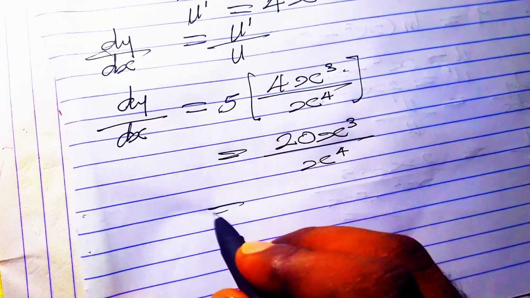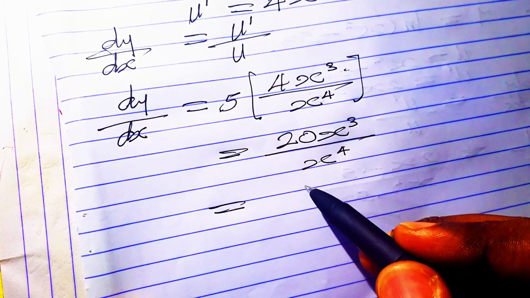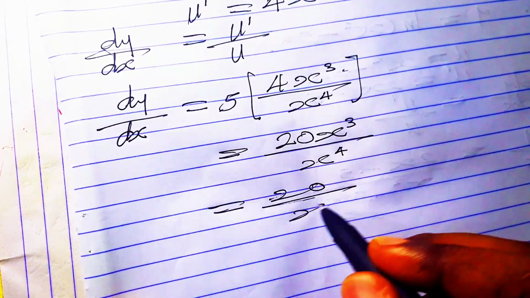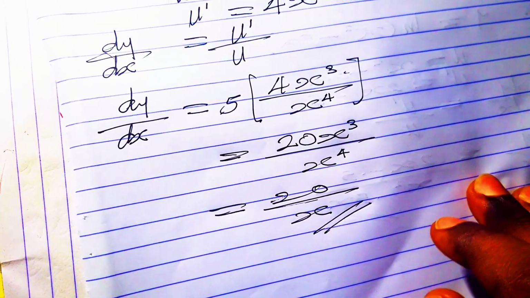And of course, this can be written as x cubed out of x raised to the power 4, which can be used to cut out that. And that's going to be 20 over x. That's our final answer. Then let's take a look at another example.